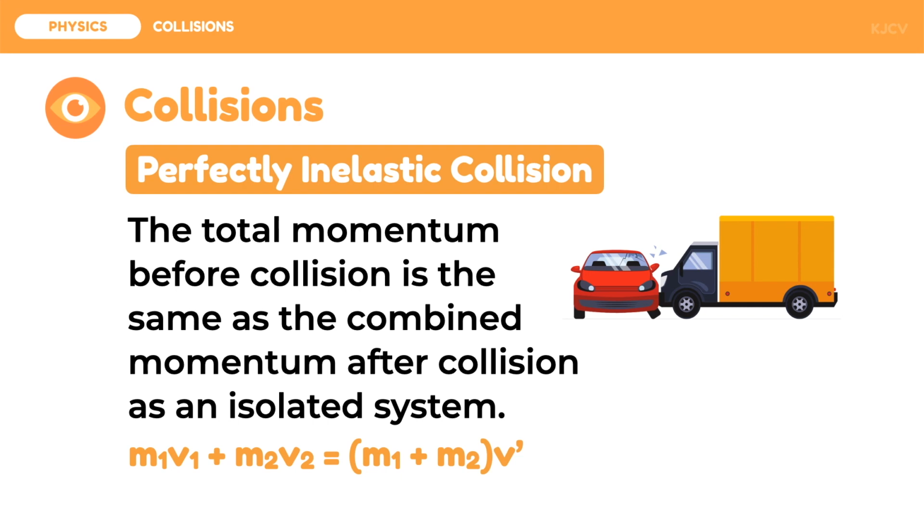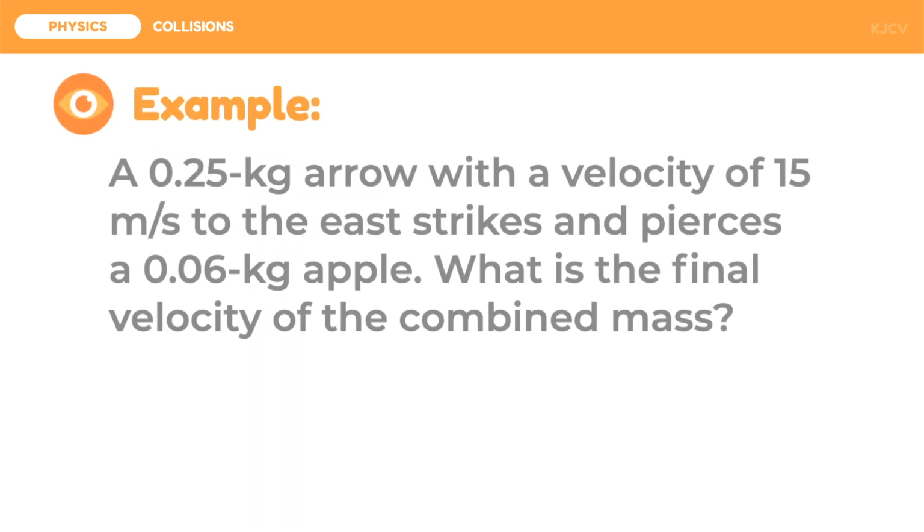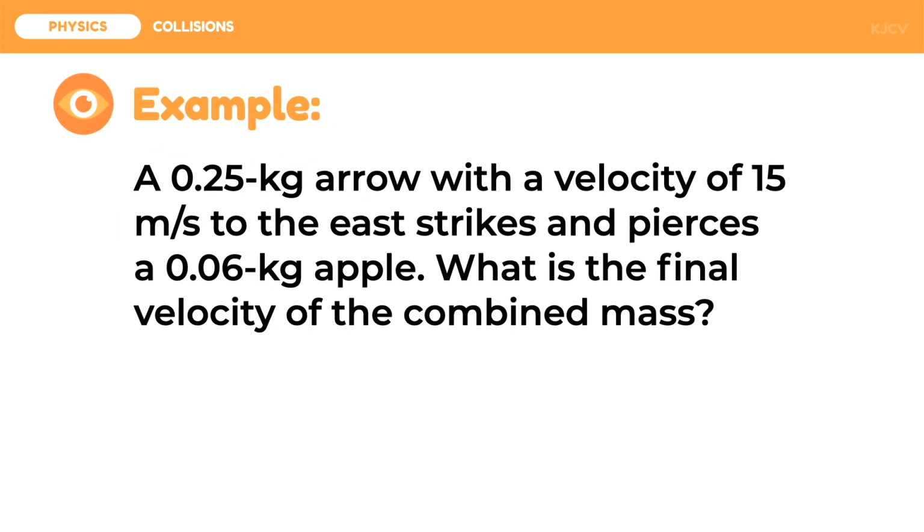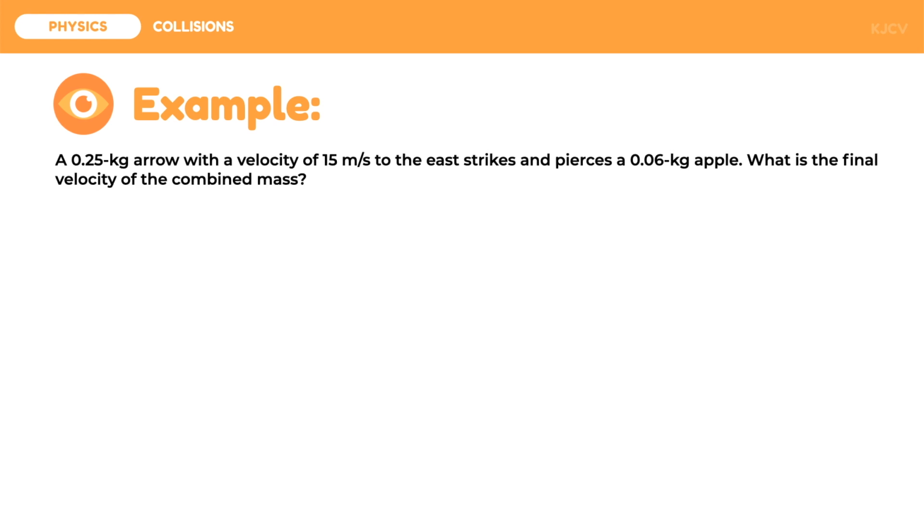Let us look at an example for perfectly inelastic collision. A 0.25 kilogram arrow with a velocity of 15 meters per second to the east strikes and pierces a 0.06 kilogram apple. What is the final velocity of the combined mass? We know that this is a problem involving perfectly inelastic collision because the arrow and apple moved as one during the collision.